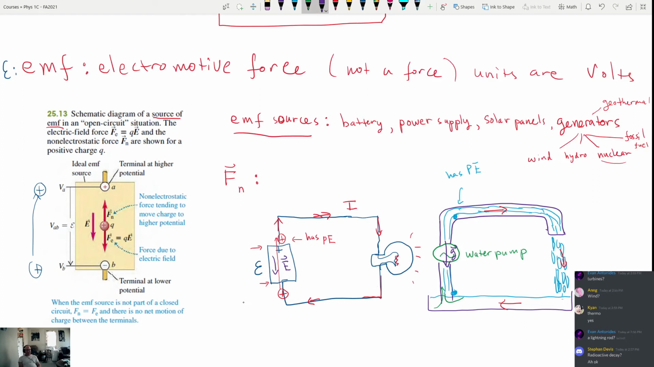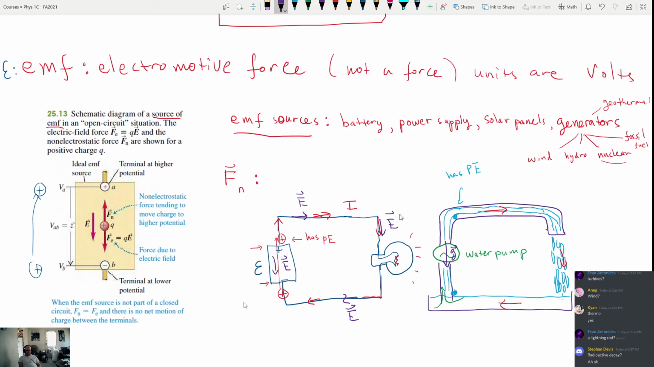One thing that is a little bit confusing about this, but this is true and it's something to keep in mind, is that even though the electric field inside of the battery points down, the electric field in the wire points this way. Okay? It points in the same direction as the current. Okay?